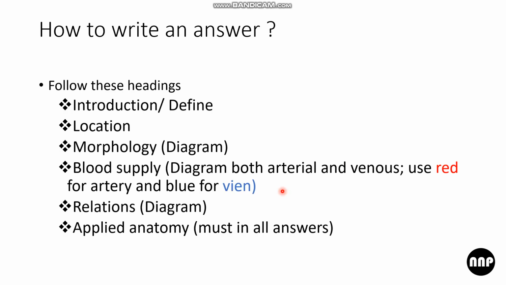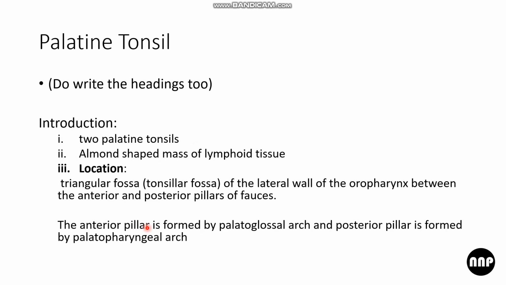Now, coming to how to write an answer in anatomy, always follow these headings: introduction, and when you write this, do write the heading also. If the question is applicable for a definition, write the definition, then the location of that organ, morphology with a diagram, blood supply both venous and arterial, relations with a diagram, and applied anatomy. In some questions they will ask you nerve supply also.